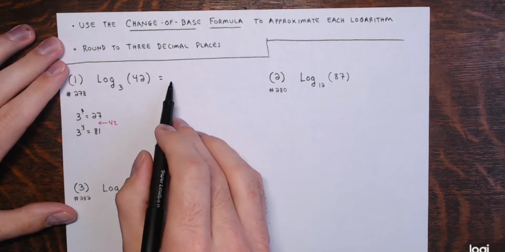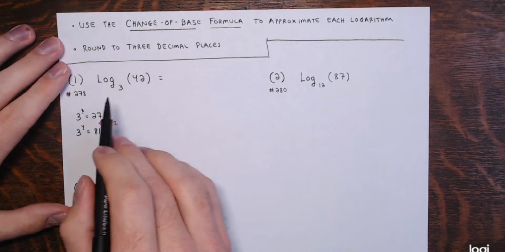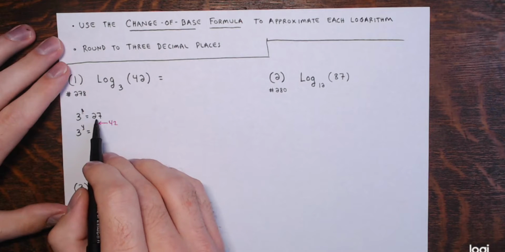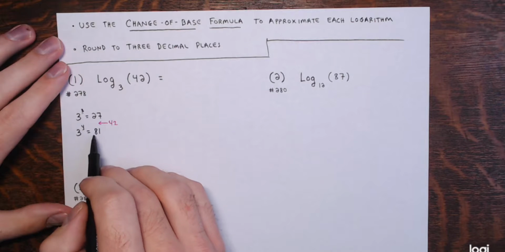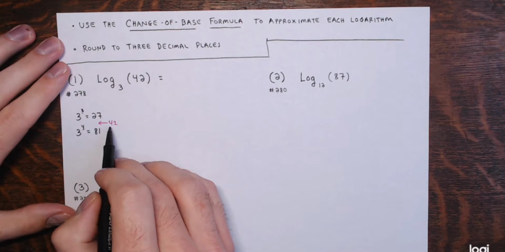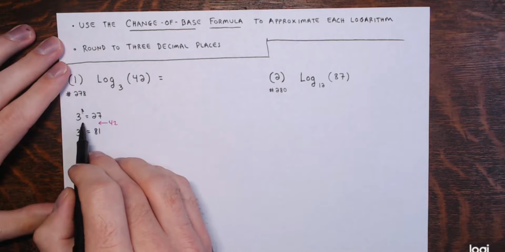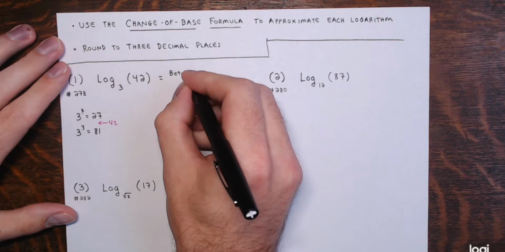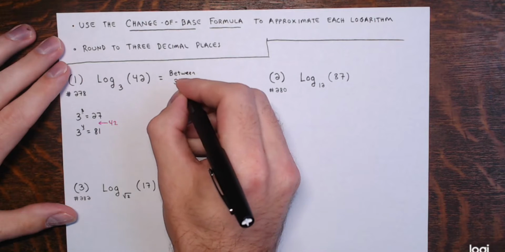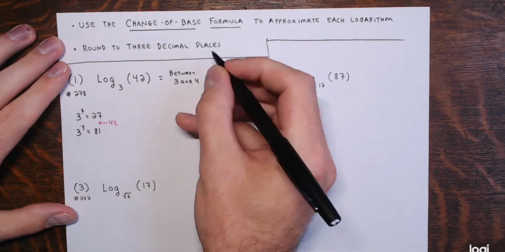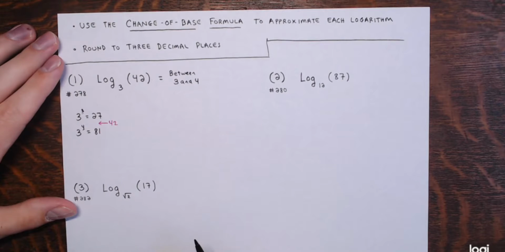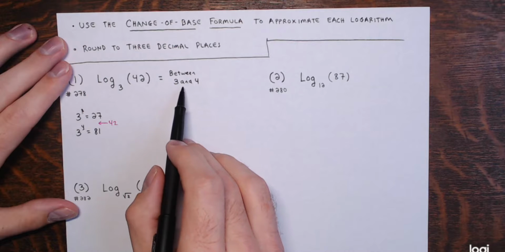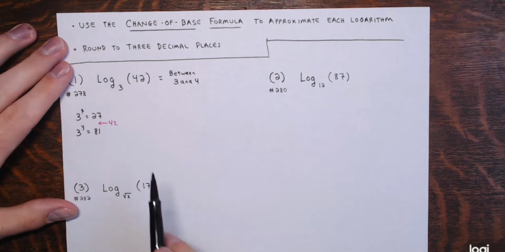Remember, logarithms are exponents. 3 to the third, 3 is the log base 3 of 27. 4 is the log base 3 of 81. So the log base 3 of 42 is going to be between 3 and 4. So I can at least say that much before we get into this change of base formula. Alright, so 3 to the 3 point something power will be 42.